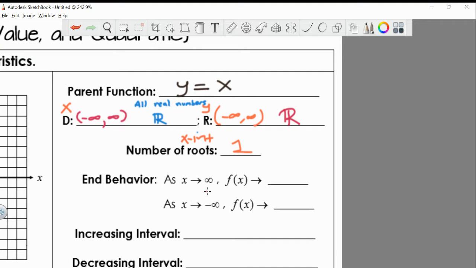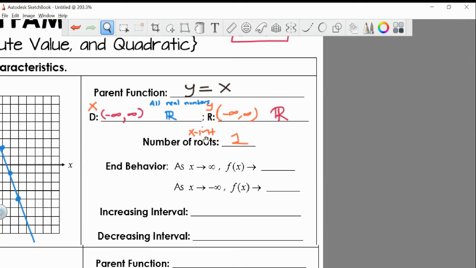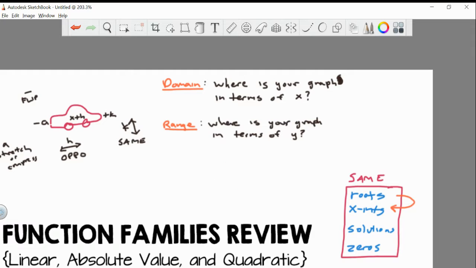Now let's go to end behavior, okay? End behavior is an intimidating question to solve, but it is the easiest question to solve, okay? I always say that end behavior is so easy, a 5-year-old could do it, okay? I promise you, a 5-year-old could do it. Now, let's go up here. Let's talk about end behavior.